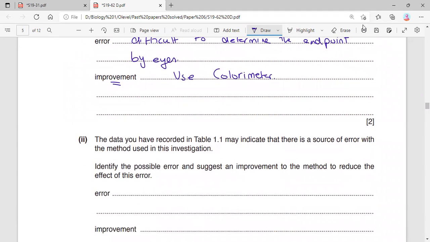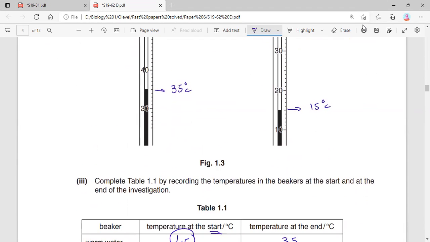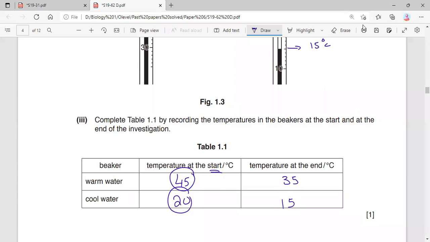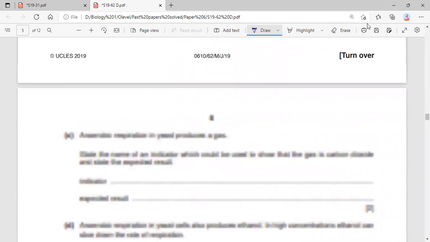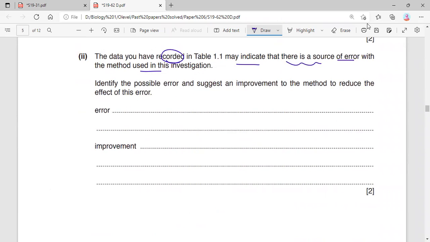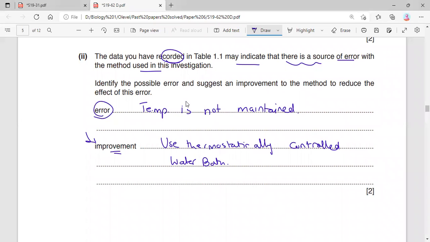Okay. The data you have recorded may indicate that there is a source of error with the method used in this investigation. Here he's asking me about this source of error. The data that you recorded in the temperature was something at the start and at the end it cooled down. What is the error here? What shall I say? So the error will be temperature is not maintained. It will cool down with time and this is not accurate. The improvement will be use thermostatically controlled water bath.